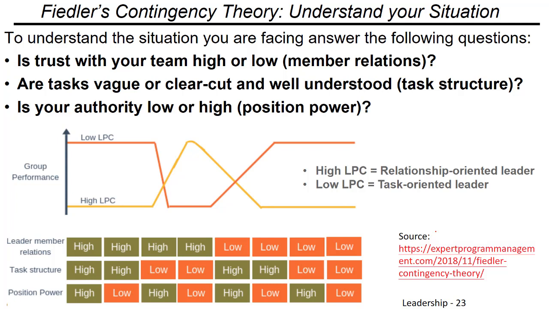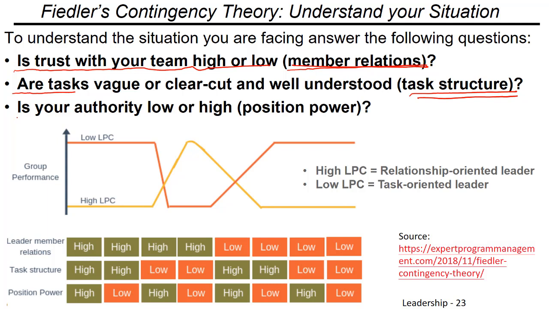So let's quickly explain Fiedler's contingency theory. It's important that you understand your situation. To understand your situation in terms of managing an organization or a team, you need to ask the question, is trust with your team high or low? Which means your relationship or trustworthiness with your team members. The second question is, are tasks vague or clear-cut and well understood? Which means how structured the task at hand is.